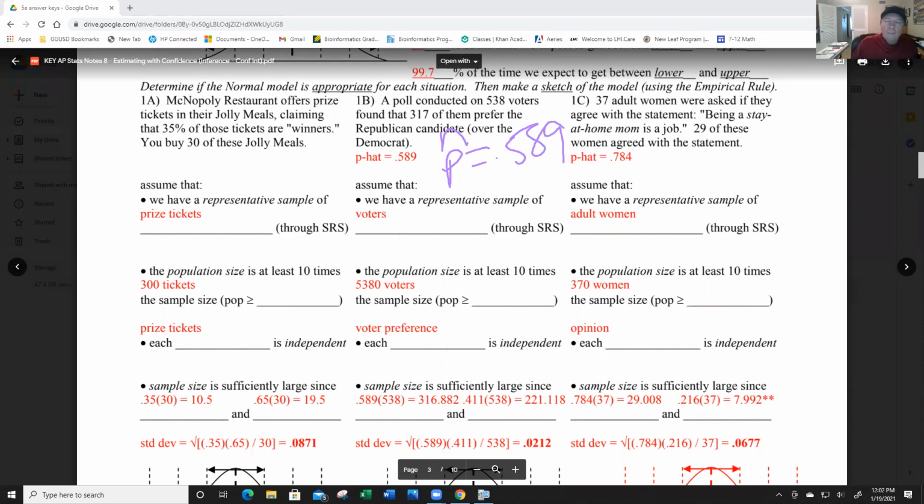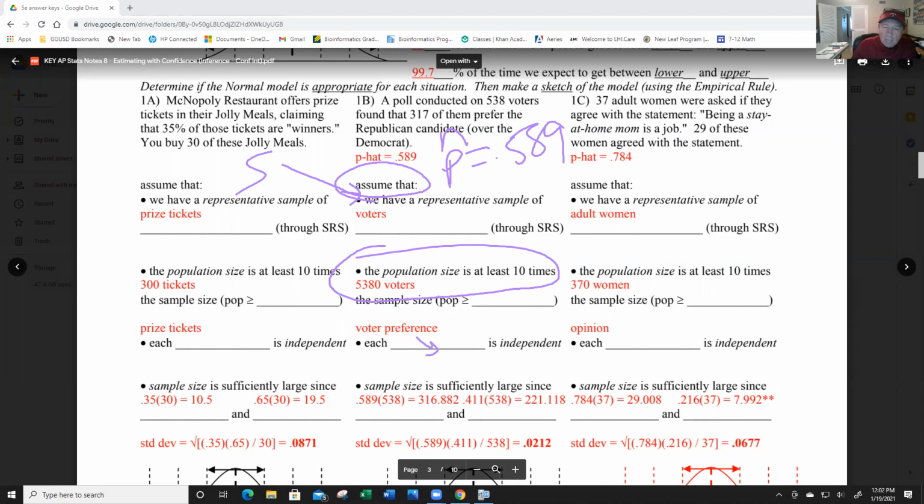Let's go through it. The S, right, in SPIN. We have a representative sample of voters. We're assuming that. And by the way, I usually write the word assume, colon, and then do my 4 bullet points, okay? The population size is at least 10 times 538, which it is, okay? There's at least 5,380 voters for sure in any election. Each voter preference is independent.